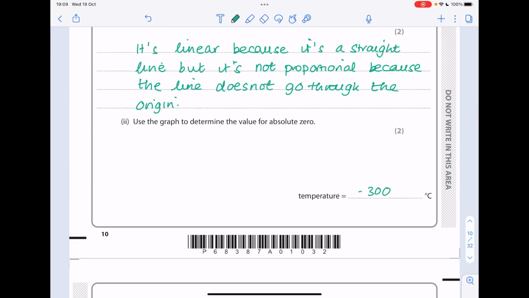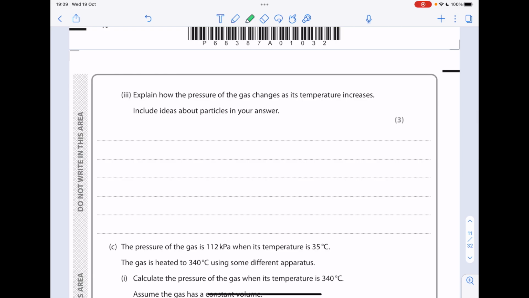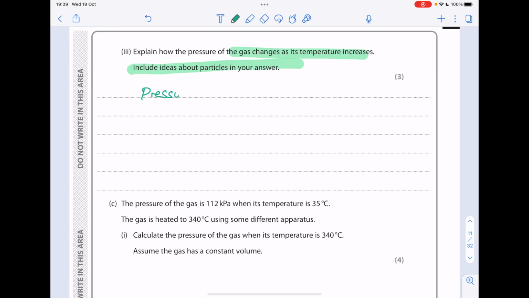Lyra, shh. Explain how the pressure of the gas changes as its temperature increases. Use ideas about particles in your answer. So pressure increases as temperature increases.